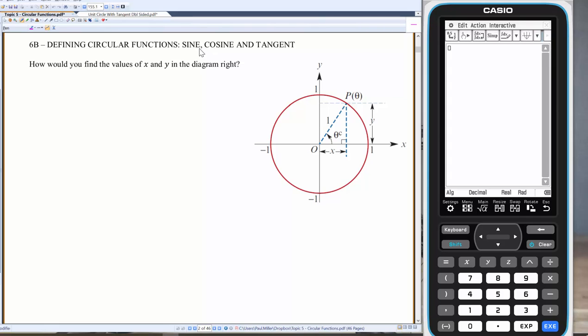Okay, this is part 2 of the review of circular functions from year 11. So let's just go through defining circular functions, the sine, cosine, and the tangent function. All right, so how would I find x and y in this diagram?